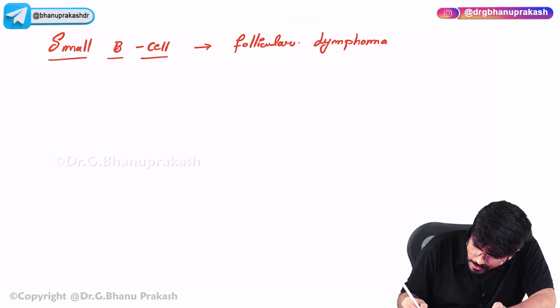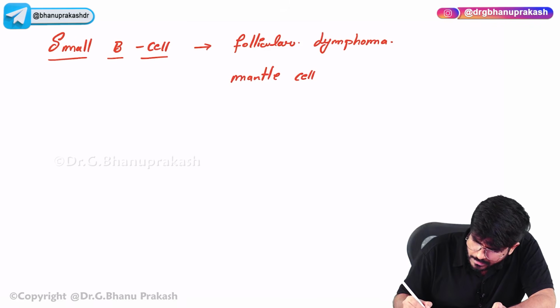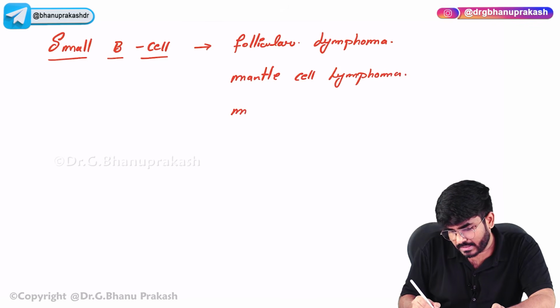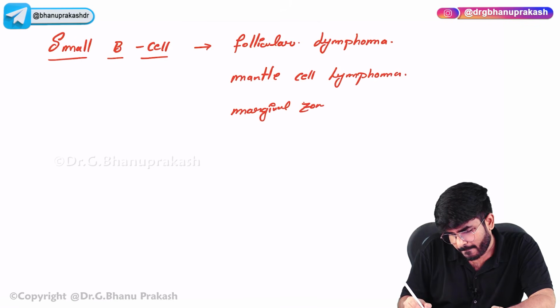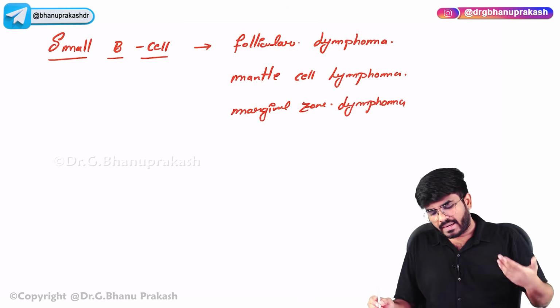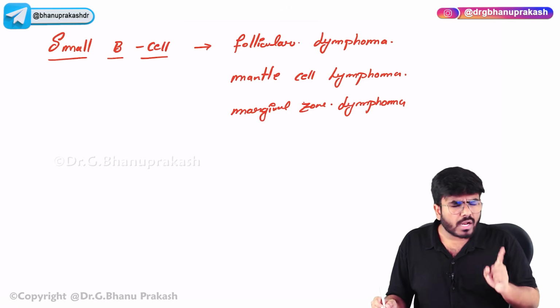Follicular lymphoma. Second one is mantle cell lymphoma, and marginal zone lymphoma. See, all these three, follicular lymphoma, mantle cell lymphoma, marginal zone lymphoma, are non-Hodgkin's lymphomas, no doubt.